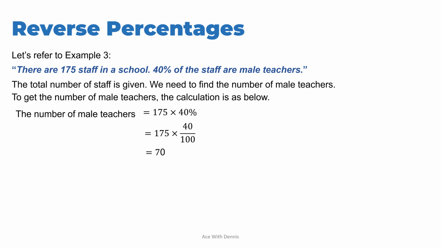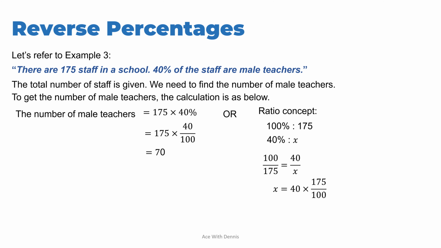is 70 male teachers. Or we can use the ratio concept where 100% is to 175. So 40% will be x. Then we form the direct proportion fraction. 100 over 175 equals 40 over x. So x will be 40 times 175 over 100, which is 70.